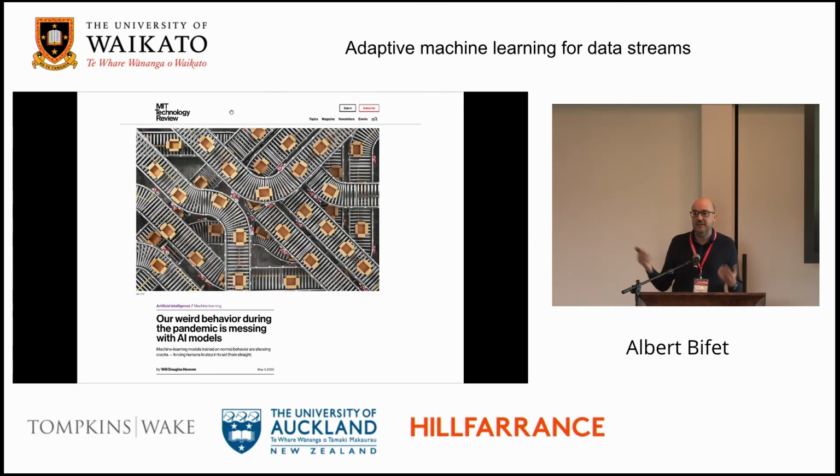And finally, I think adaptive machine learning is quite popular right now because we see that when things change, we really need to be adaptive, and this is quite important right now.